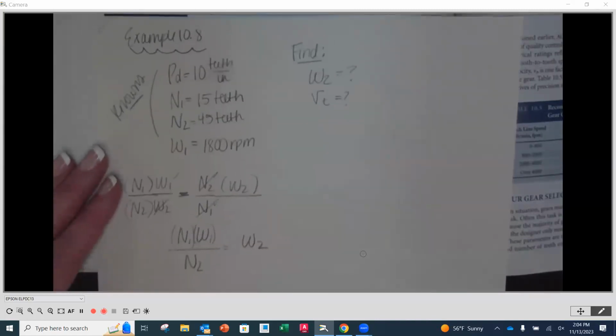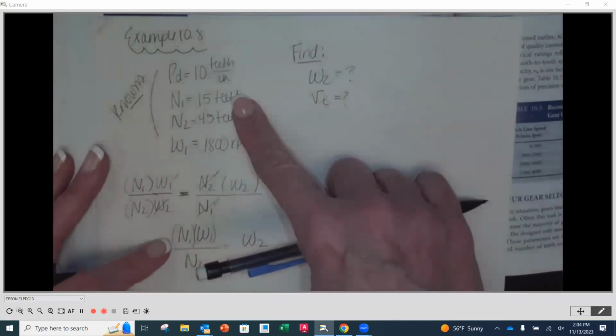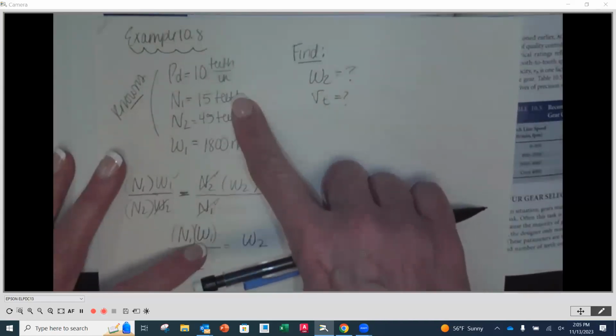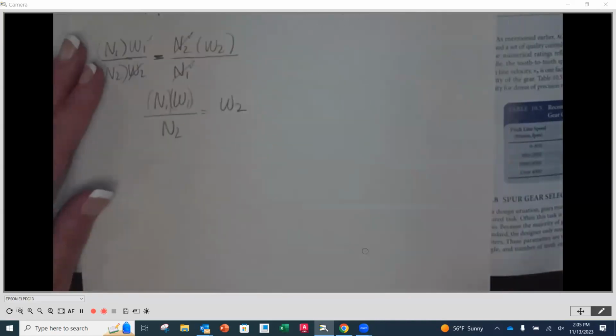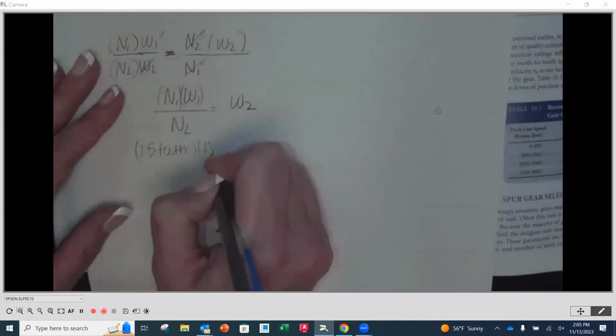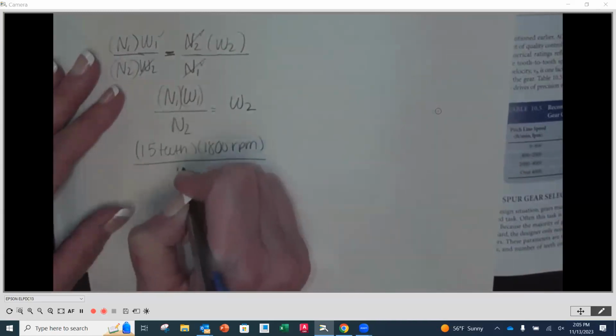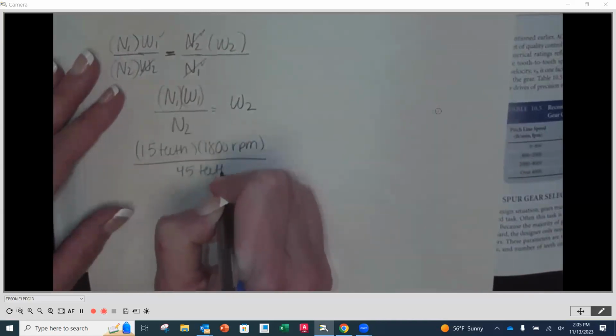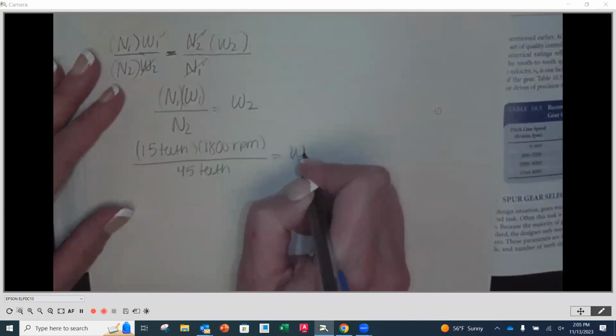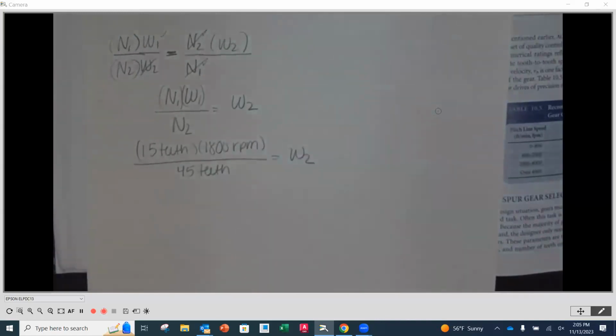So looking back up top, N1 is going to be 15 teeth. W1 is going to be 1800 RPMs. We're going to use those values. So we're going to take 15 teeth times 1800 RPMs divided by 45 teeth, right, is equal to W2. Again, remember, when you're writing these out for me, your units are in all phases of the problem.